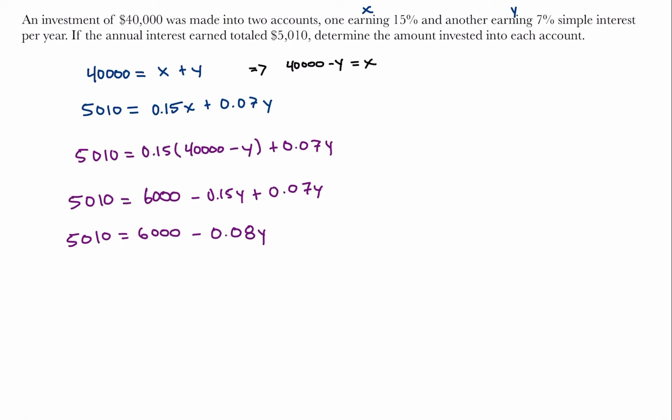And then to get Y all by itself here, I'm going to subtract 6,000 from both sides. So that's going to end up with negative 990 is equal to negative 0.08Y. And then to get Y all by itself, I'll divide both sides by that negative 0.08. So negative 990 divided by negative 0.08 gives me 12,375, and that's equal to Y.